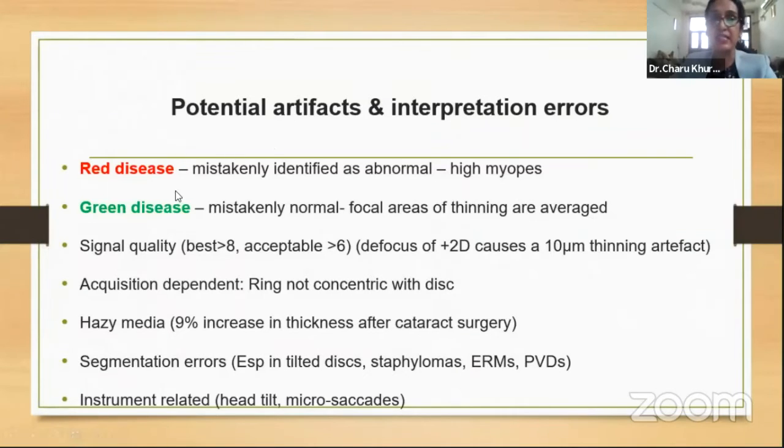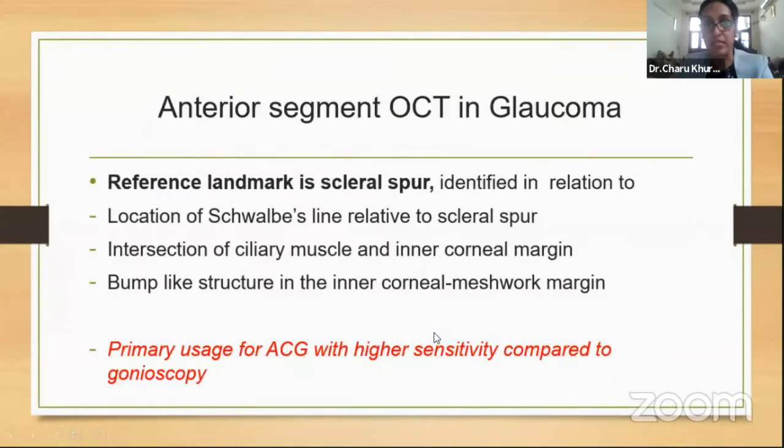So there are artifacts, red disease, as we just saw. We could identify high myopes as mistakenly abnormal. Green disease, where focal areas, when thinned, are averaged, and you could be missing out areas of focal loss. Signal quality we've covered, it depends on the machine. So for the OptiVue, a signal strength of more than 40 is better. For the Cirrus, more than 6 is acceptable. The ring being concentric with the disc is important, and often with cataract we might get thinner RNFL, so it's a good idea to repeat the scans after the cataract surgery is done.